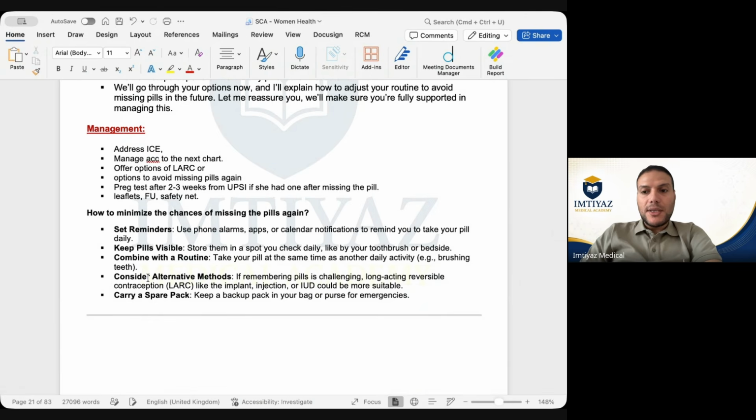If she doesn't want to change her tablet and she's happy to continue with the daily method, there are also very important tips and advice to give her on how to minimize the chances of missing pills. For example, set reminders, use phone alarms, applications, or calendar notifications to remind you to take your tablet on time. Keep your tablets in a very visible place so you will not forget. You always see your tablet, especially if you combine it with a routine. Take your pill at the same time every day while doing a daily routine, like brushing your teeth or watching your favorite TV series. You can consider alternative methods if she's happy. If she's not, at least set up reminders, keep them visible, and combine it with a daily routine. Okay? And always carry a spare pack with you if you are traveling abroad or in case of emergencies.